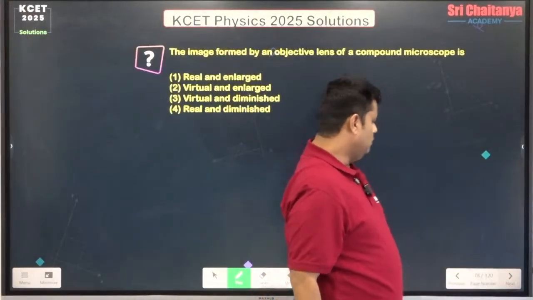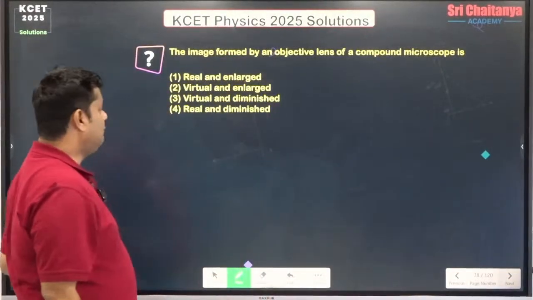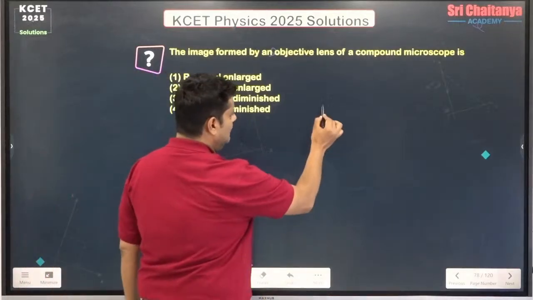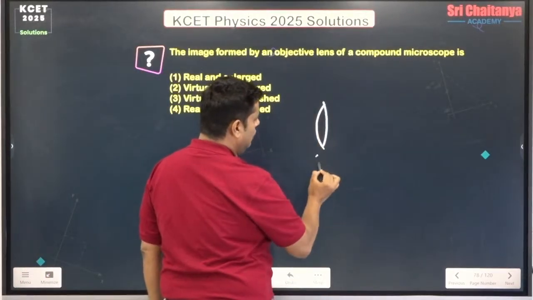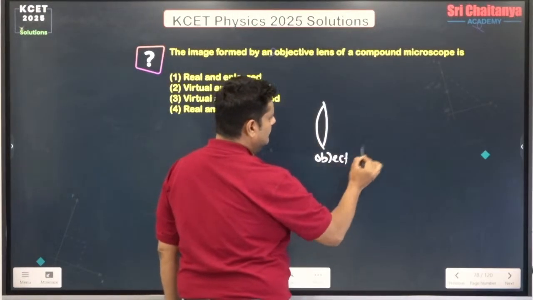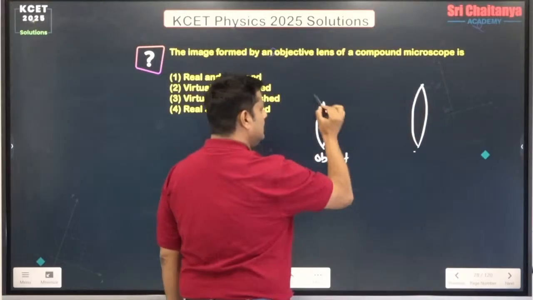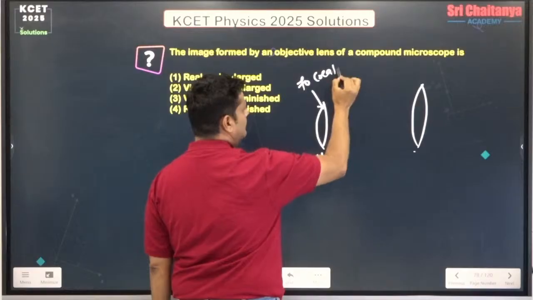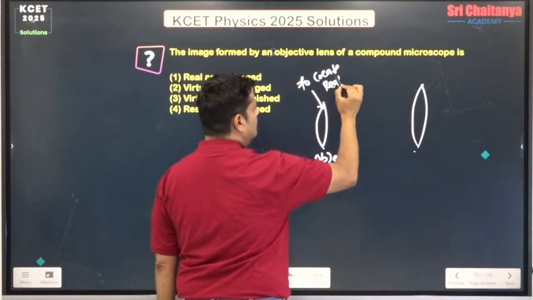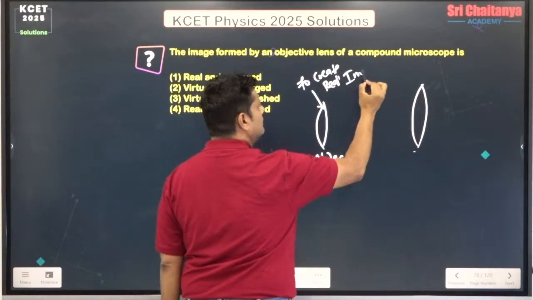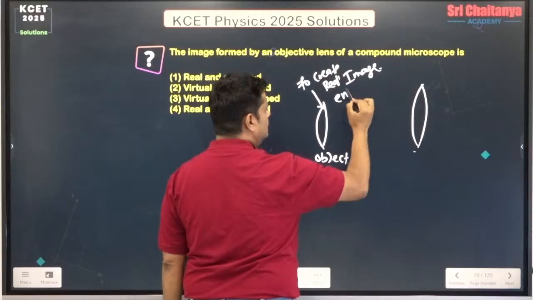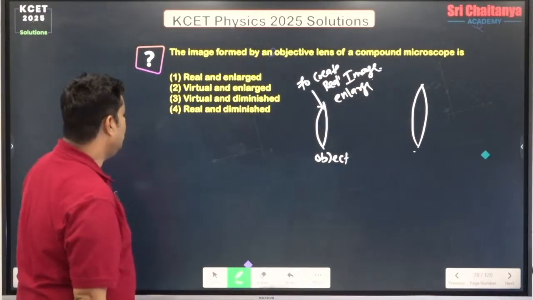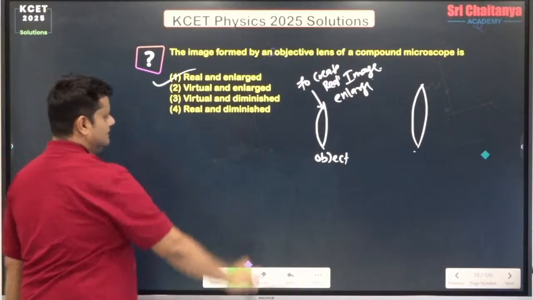Now we move to the next question. The image formed by the objective lens of the compound microscope. We know that in a compound microscope we have an objective and next is the eyepiece. The role of the objective is to create a real and enlarged image. So real and enlarged is the correct answer.